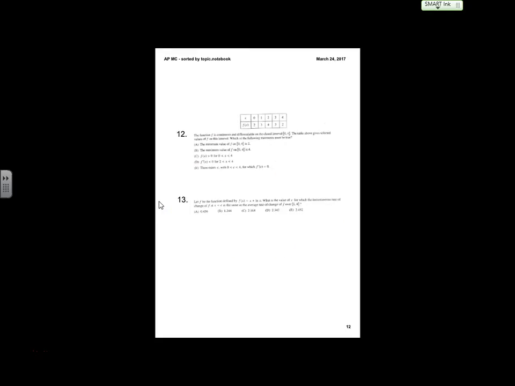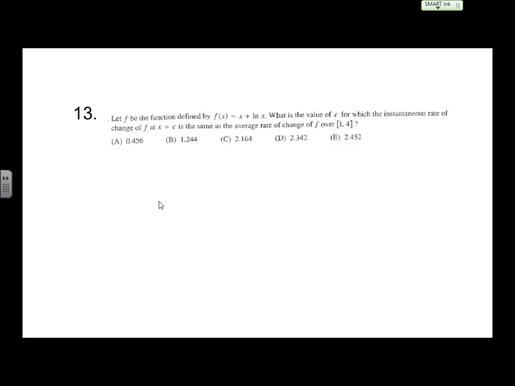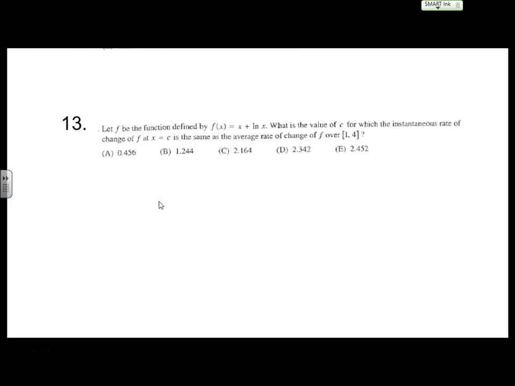Let's do this one, number 13. What do you guys notice about the answers that might give you some hope? Decimals, it's a calculator problem. Kiddos, how can we use our calculator to its fullest extent? What do we know? F of x equals x plus ln of x.